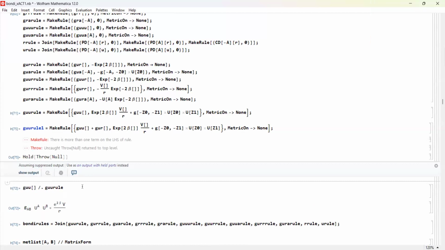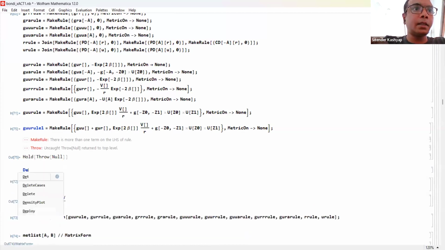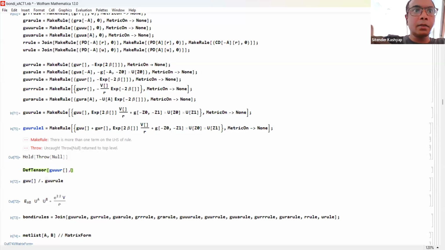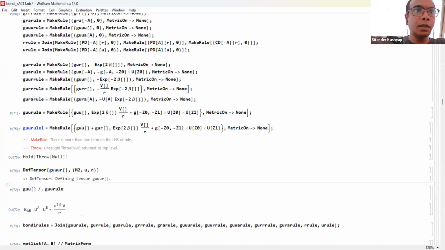What I was saying is the following. Let's define another tensor, let's say GUR. It's also a scalar, right? And this depends on U and R. So we have defined this, right? Next what we will do is MakeRule.